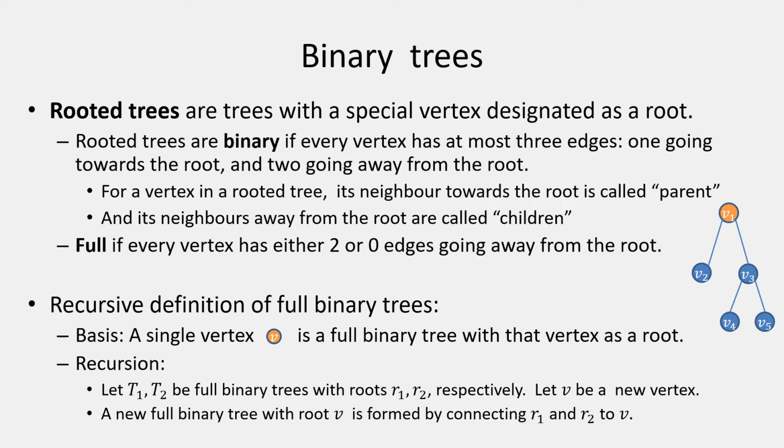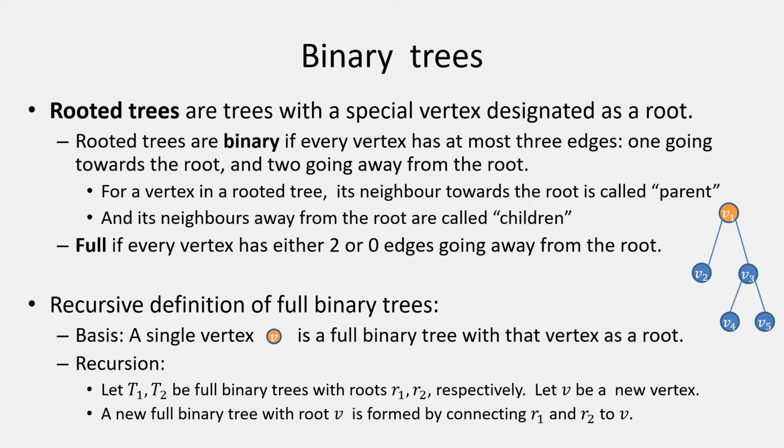Rooted: designated vertex, root, the matriarch of the family. Binary: everybody has two children. Full binary means everybody has either two children or no children. And here's the recursive definition now of those rooted full binary trees. So again, we start with a single vertex. That vertex is a root of its own tree. A single person who starts the family, starts the dynasty.